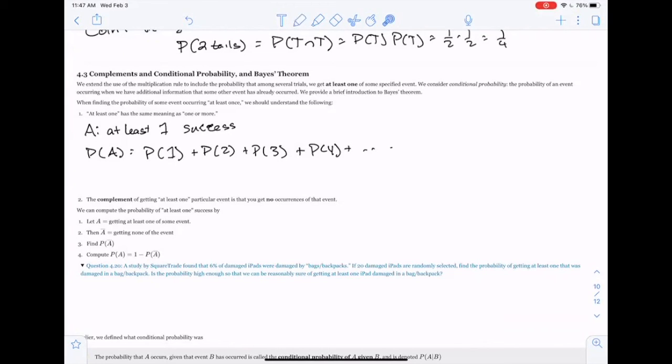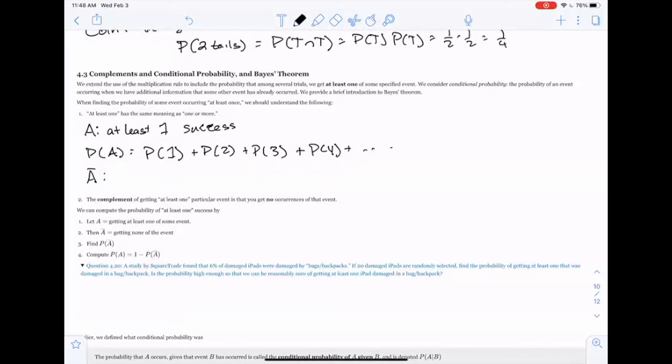And remember, when we defined events, we said if I want to look at an event, I can think of it as the union of all of its simple events. Well, if I want the probability of at least one success, that is the probability of exactly one success, exactly two successes, exactly three, exactly four, and so on. That might be really difficult or impossible to compute, right? There might actually be an infinite number of successes we could consider.